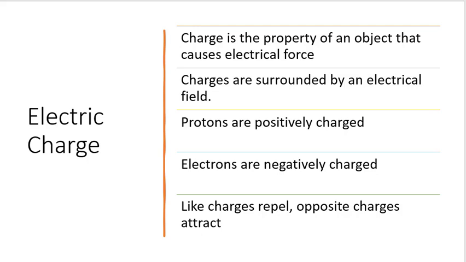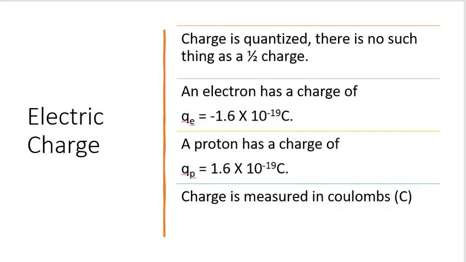It starts off with the idea of electric charge. Charge is the property of an object that causes some sort of electrical force. It's surrounded by an electrical field. We have positive charges, which are generally protons, and negative charges, which are electrons. You'll probably remember from elementary school that like charges repel each other and opposites attract.